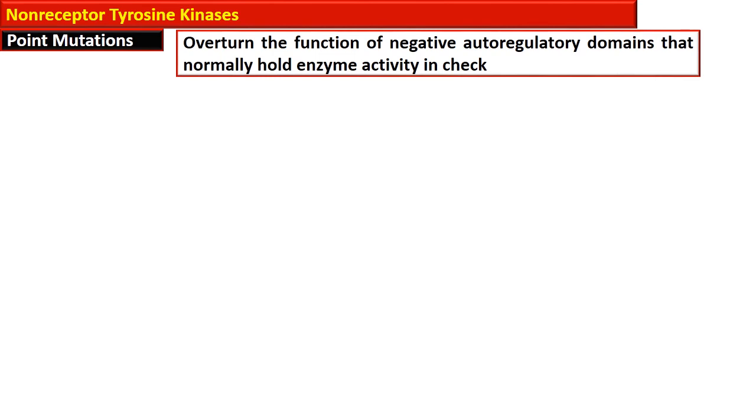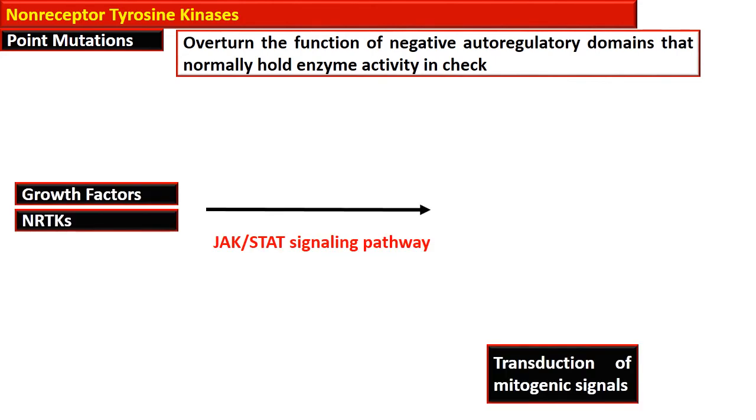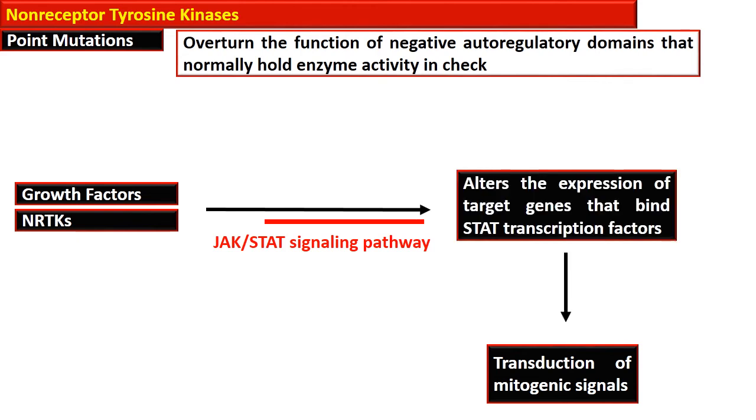The other mechanism by which the non-receptor tyrosine kinases are mutated is point mutation. In these, the point mutation overturns the function of negative autoregulatory domains that normally hold enzyme activity in check. One example is the JAK-STAT signaling pathway, in which the growth factors and non-receptor tyrosine kinases are responsible for the transduction of mitogenic signal.